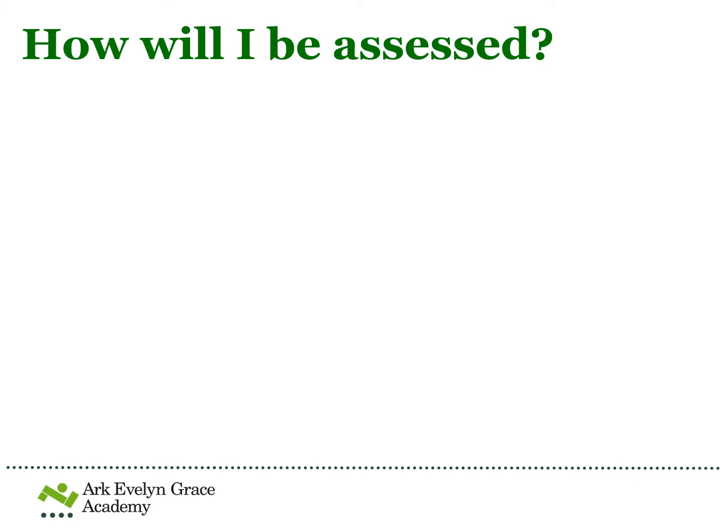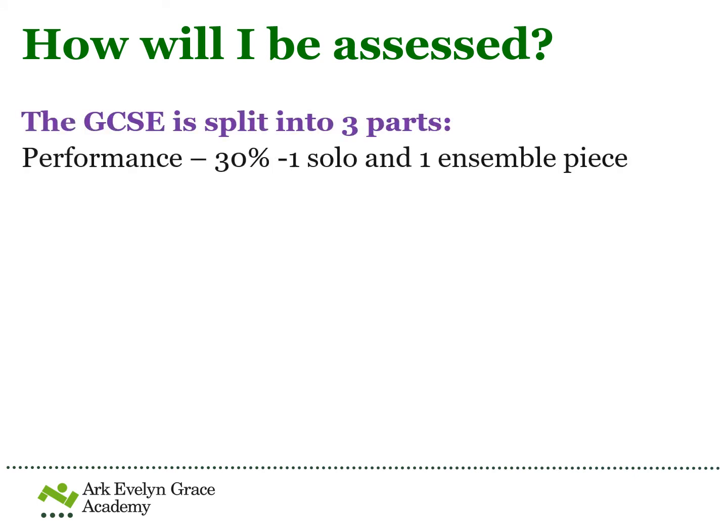How will you be assessed? The GCSE is split into three parts. You've got performance, which is 30% of the course. You will need to perform one solo piece and one ensemble piece.